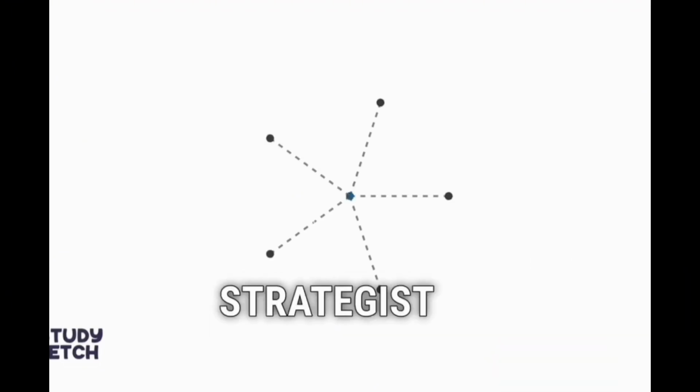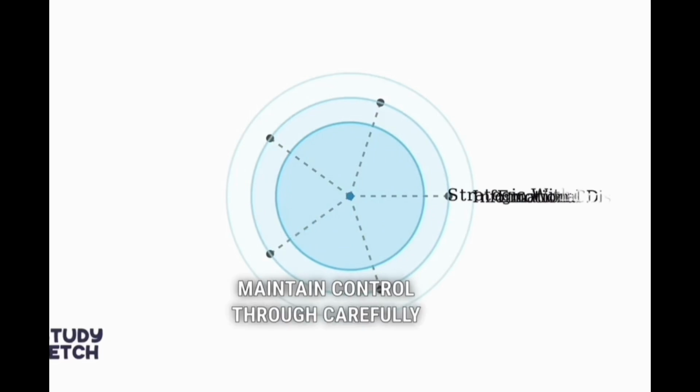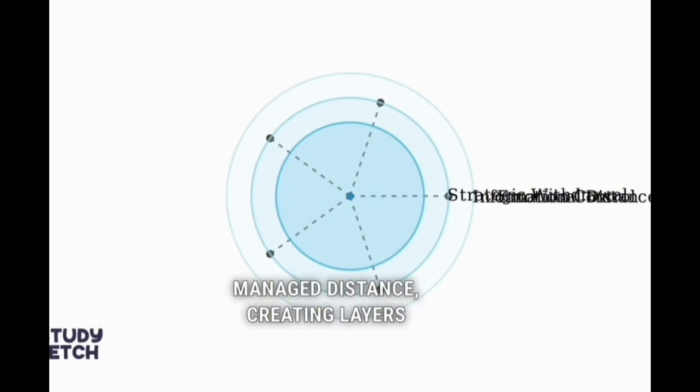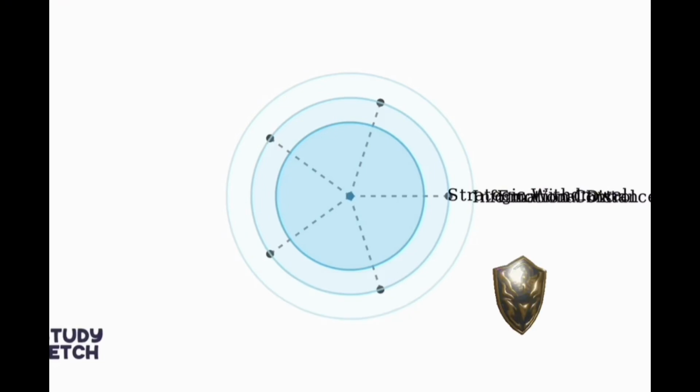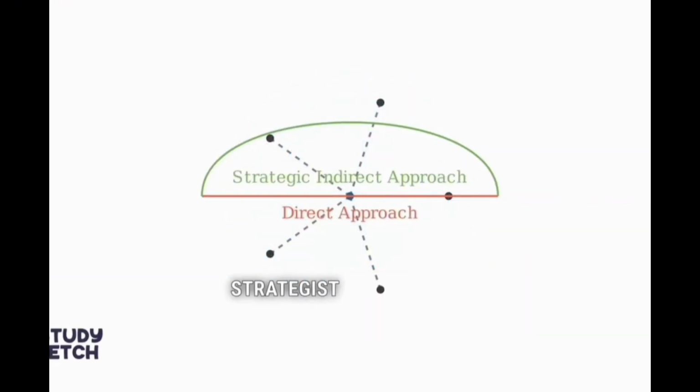The avoidant strategist operates through a complex network of indirect relationships. They maintain control through carefully managed distance, creating layers of protection around themselves. While others may approach situations directly, the avoidant strategist prefers indirect paths of influence.